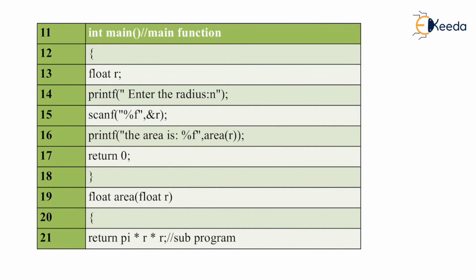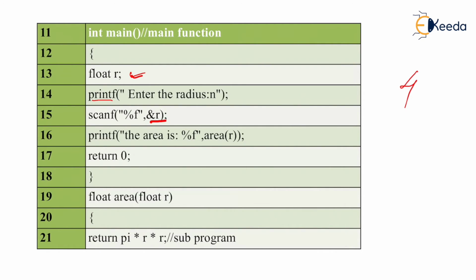In the main block, I am declaring float r. So I am declaring one variable as r. After that, we are accepting the value of r from the user using the printf method. Printf is a method which is used to display data on your output window. So what do you want to display? You want to display "enter the radius". After that, consider the user enters some data as 4. So that 4 value will get stored in r.